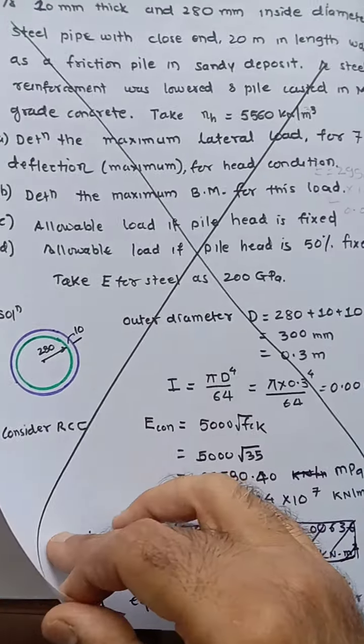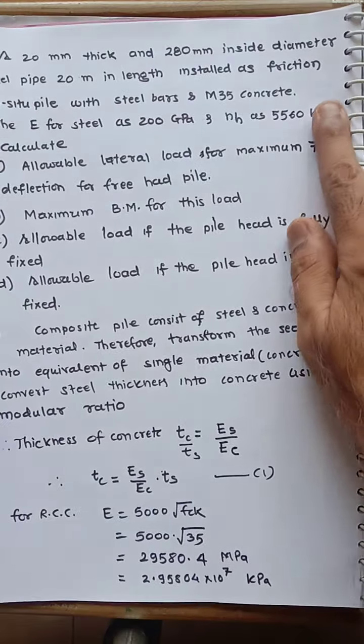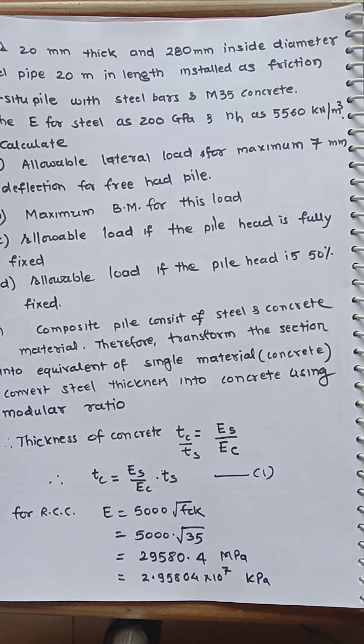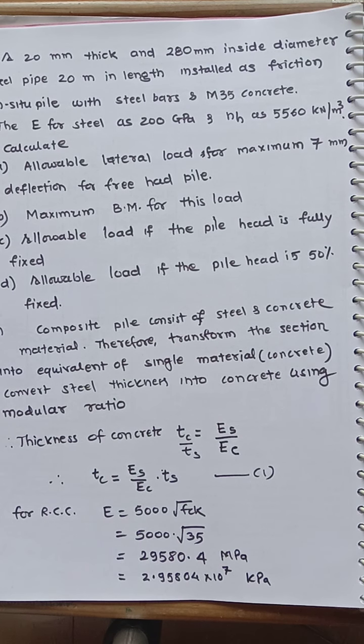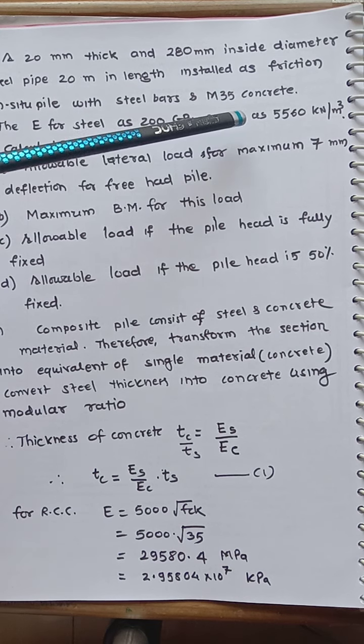Okay, now we'll go to another numerical, and probably this will be the last numerical. Here there is a 20 mm thick steel pipe with 280 mm inside diameter. So it is a pipe, meaning its internal hollow diameter is 280 mm and the thickness of the pipe is 20 mm, and it is 20 meter in length, installed as a friction in situ pile with a steel bar, M35 concrete.